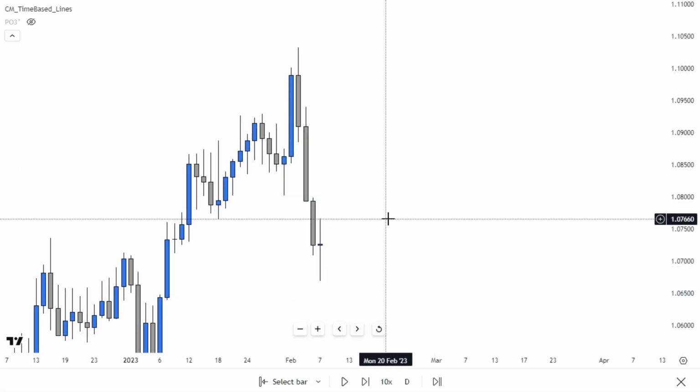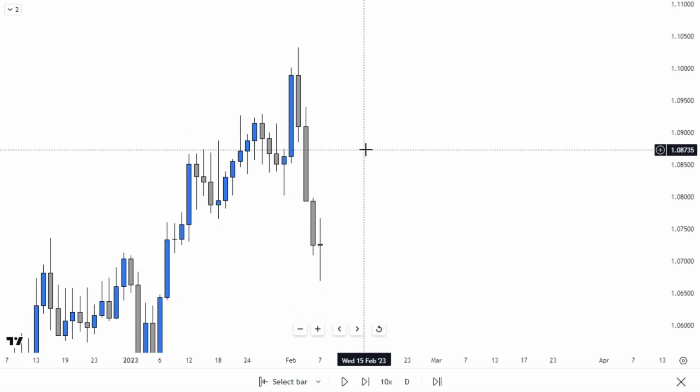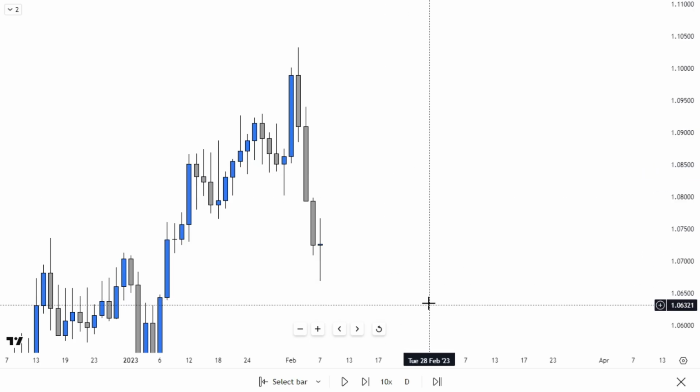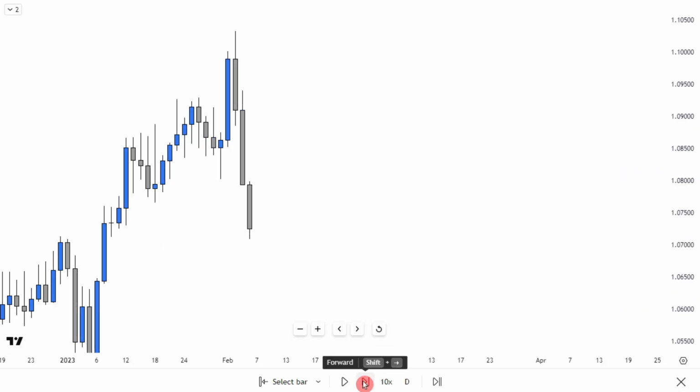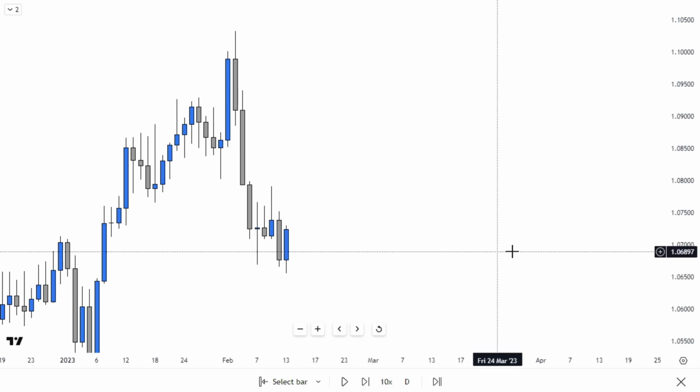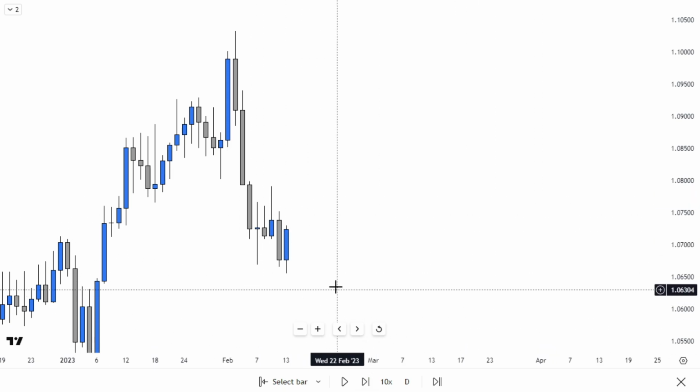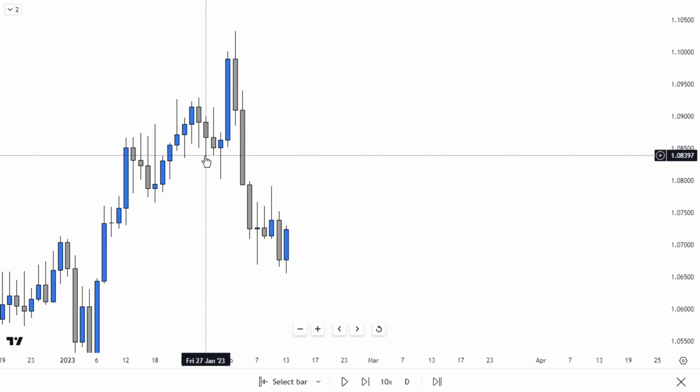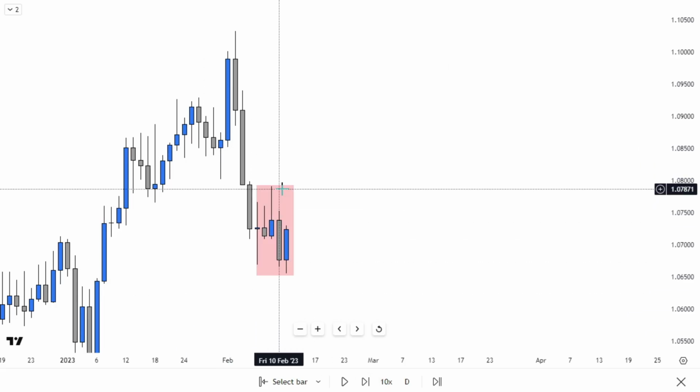Okay, let's take a look at a next example. So here we are on the Euro US dollar. We're going to see how it plays out. So as you see, price is consolidating within this same range right here. Let's go ahead and highlight this range. And we'll call this the accumulation box.